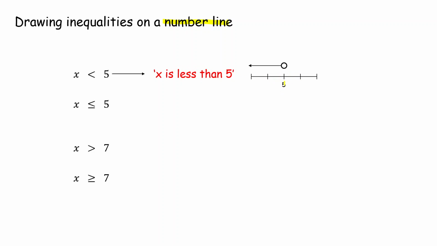We've got 5 here. And because it is just less than 5, we have the circle not filled in. Okay, so really this is saying, well, if we're not including 5, we're just less than 5, your first number that we do include is going to be 4.9999, so on and so forth. But usually we're looking at the first integer or the first whole number less than 5. So in that case, that would be 4.